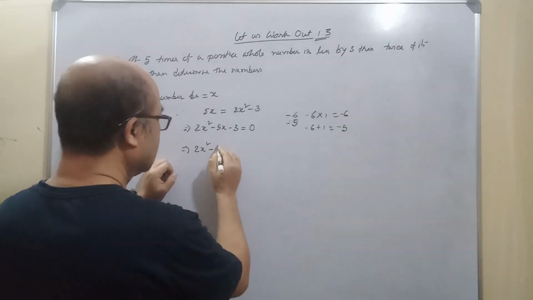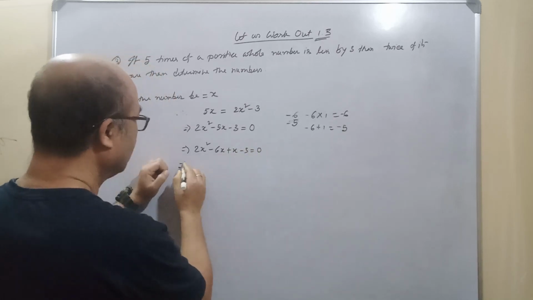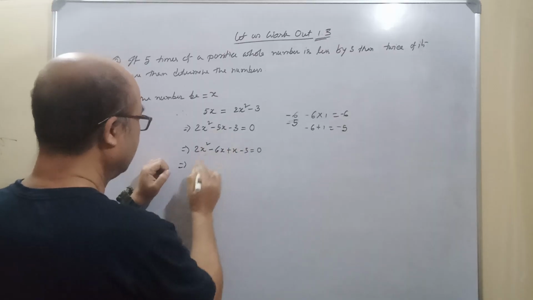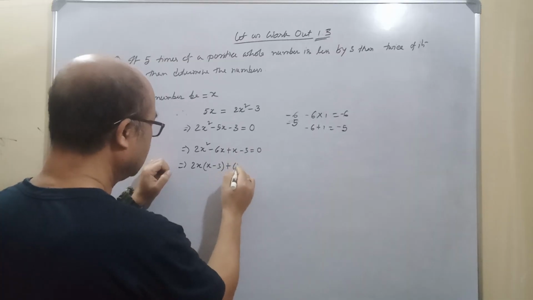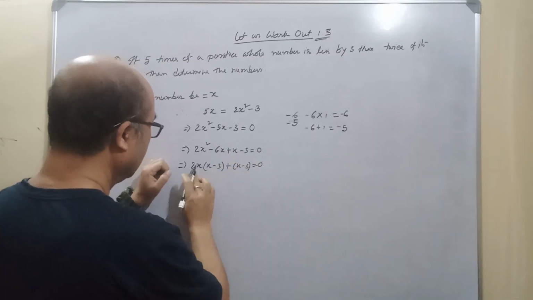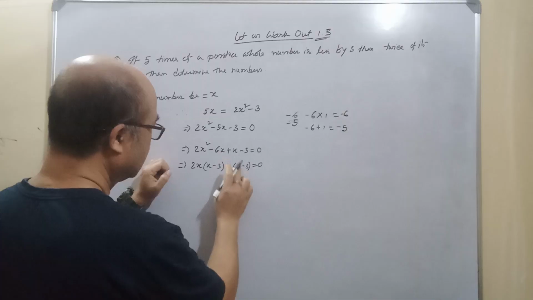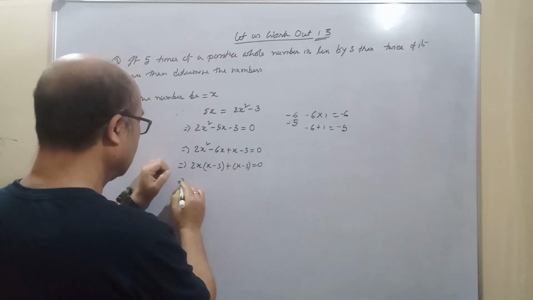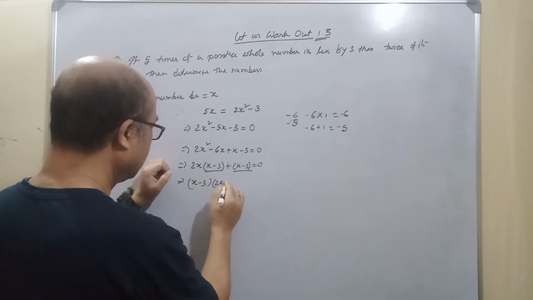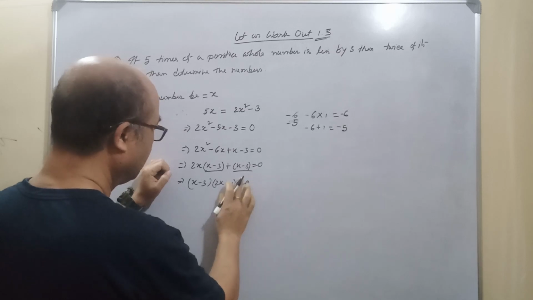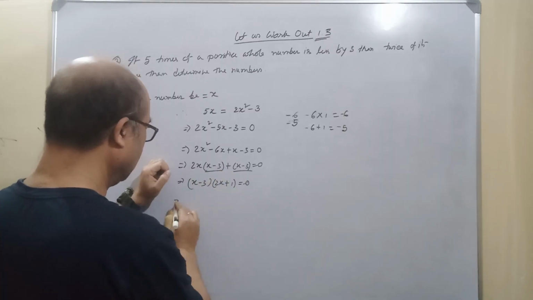So this can be written as 6x plus x minus 3 equal to 0. Minus 6x plus x is minus 5x. So this is equal to 2x, x minus 3 plus x minus 3 equal to 0. 2x into x, 2x squared, 2x into minus 3 is minus 6x, plus x minus 3. So this is common, x minus 3 into 2x plus 1 equal to 0.